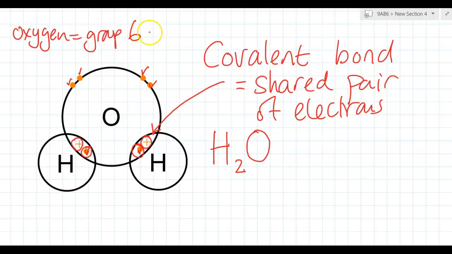So if it makes 2 bonds, it gets up to 8. And remember, 8 is the magic number to fill up that energy level. 1, 2, 3, 4, 5, 6, 7, 8. Hydrogen has got 1 electron. So if it gets 1 by sharing with the oxygen, it fills up its only energy level with the 2 electrons. That's the magic number for filling up the single first shell in hydrogen.